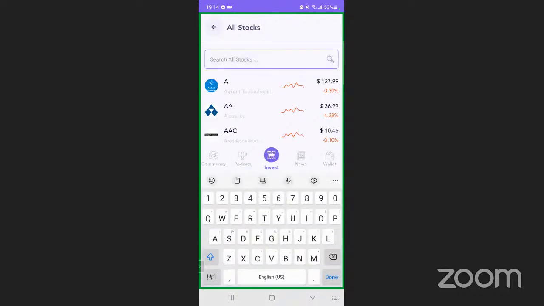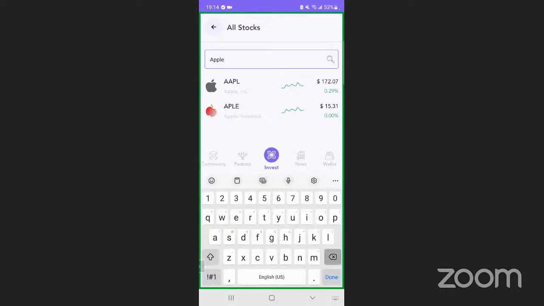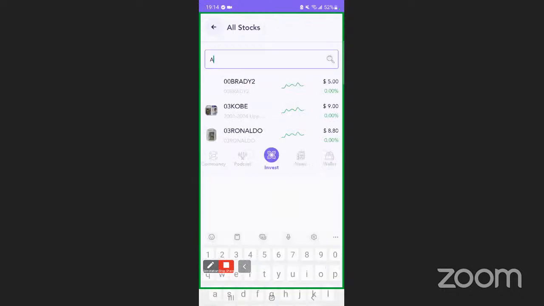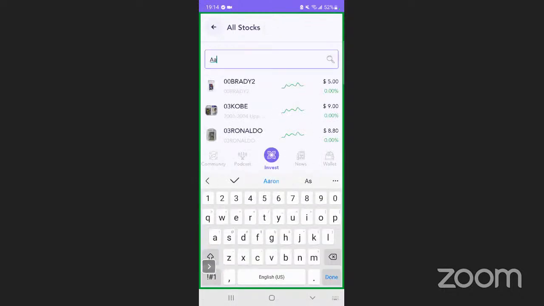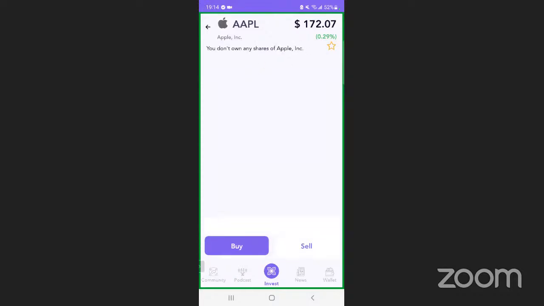Let's say you want to buy a company like Apple. So you can search by the full name, that's Apple, or you can search using the ticker symbol for Apple, which is usually AAPL. So you'll see the stock. Same thing as for Kenyan stocks, you'll be able to see a chart. And then you can also see the company info. So let me give it a few moments.